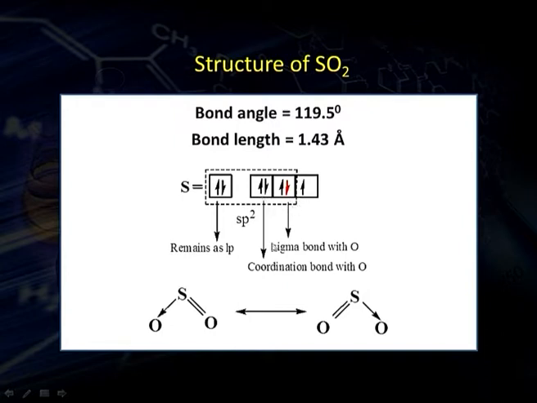One of the lone pairs forms a coordination bond with oxygen, and one of the lone pairs remains as a lone pair on sulfur. This remaining electron which is in the p orbital forms a pi bond with oxygen. So, this is the structure of SO2, and we can say this is the resonance stabilized structure. The bond angle between O, S and O is 119.5 degrees and the bond length is 1.43 angstrom.